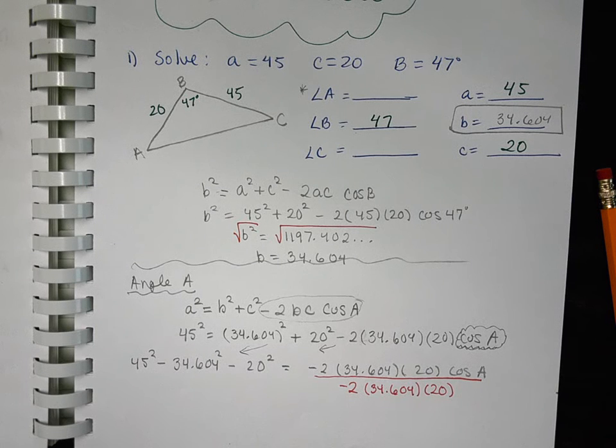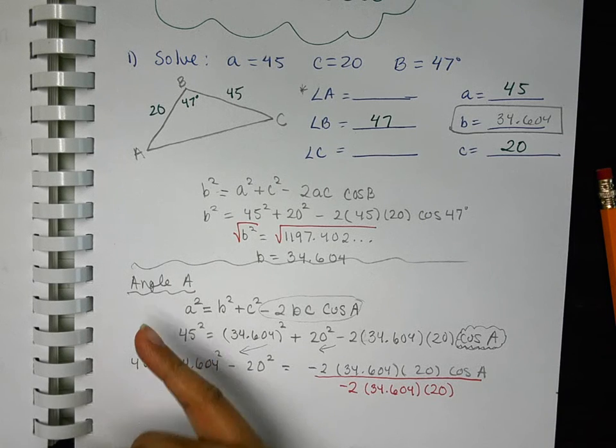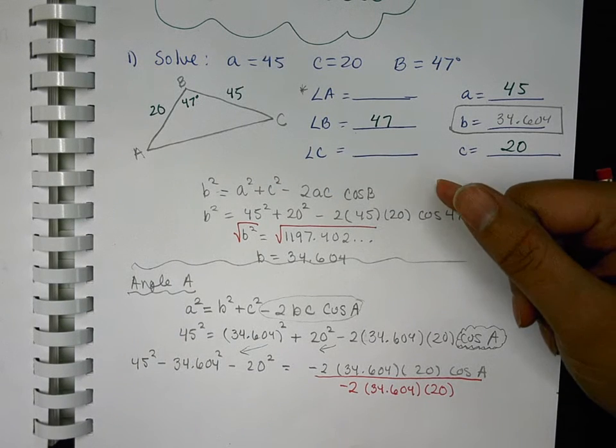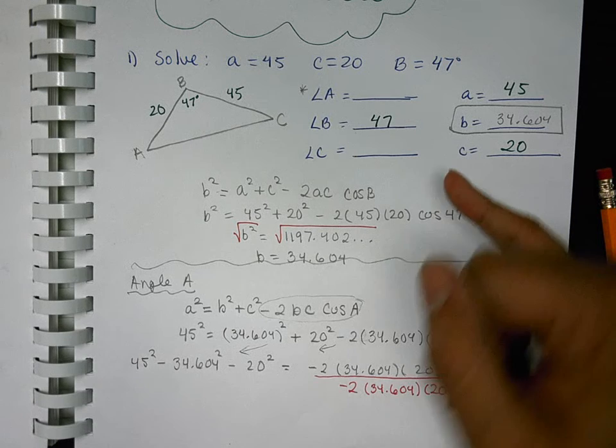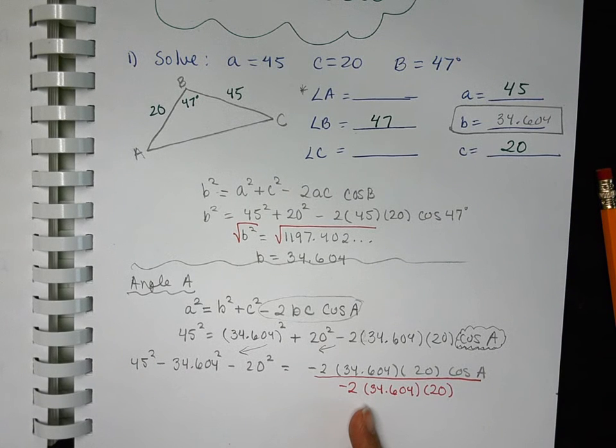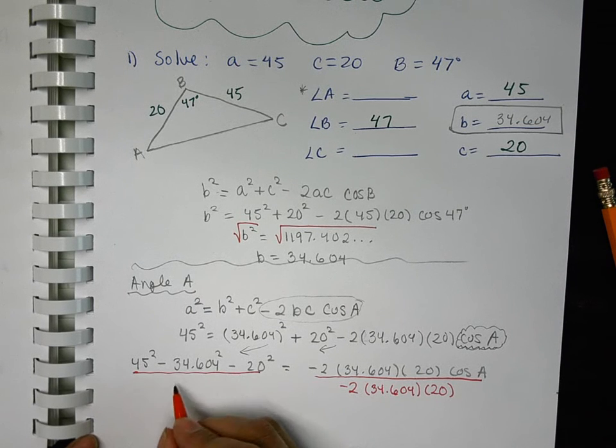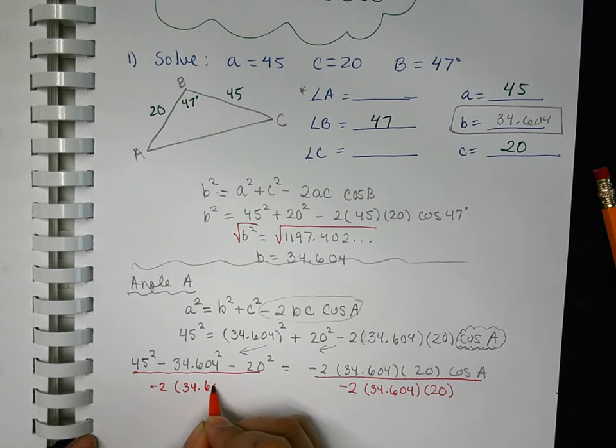You get the practice now, so when the test day comes, you are ready. Got it? And as I prepared you, this one is a little more complicated than sine of A, and finding an angle is a little more complicated than finding a side. But if we can remember move, move, and divide, the calculator will do the hard work for us. All right, divide by negative 2 times 34.604 times 20.